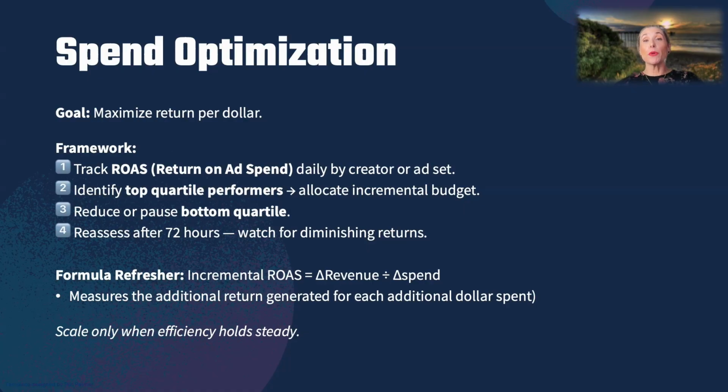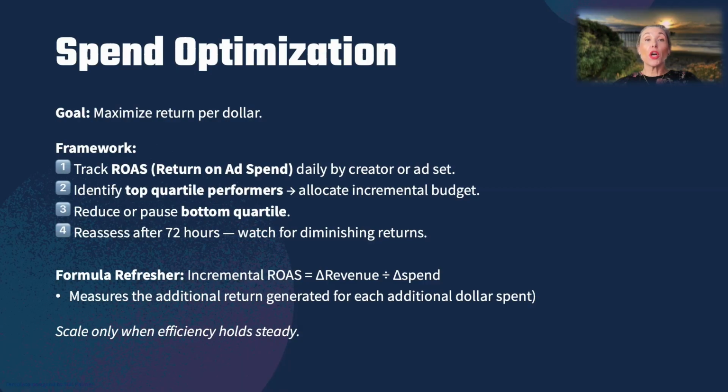Your operational framework must include a decision rule to prevent wasting resources. Track ROAS daily by creator or ad set. Identify top quartile performers and allocate incremental budget to them. Reduce or pause bottom quartile performers.